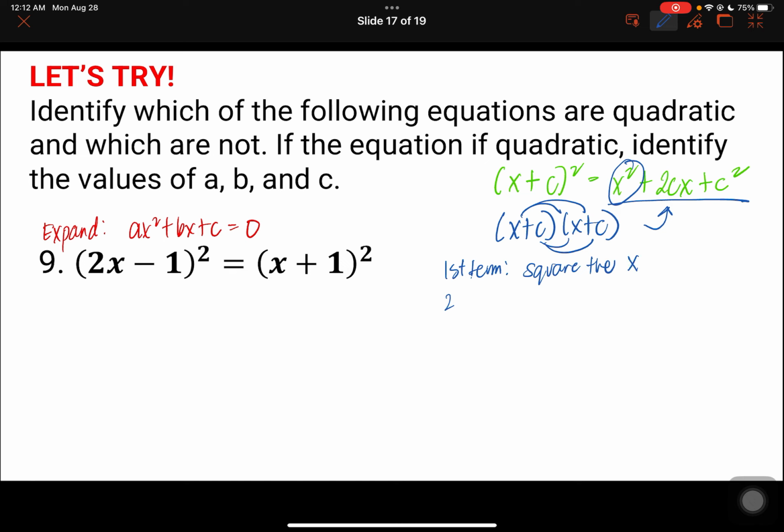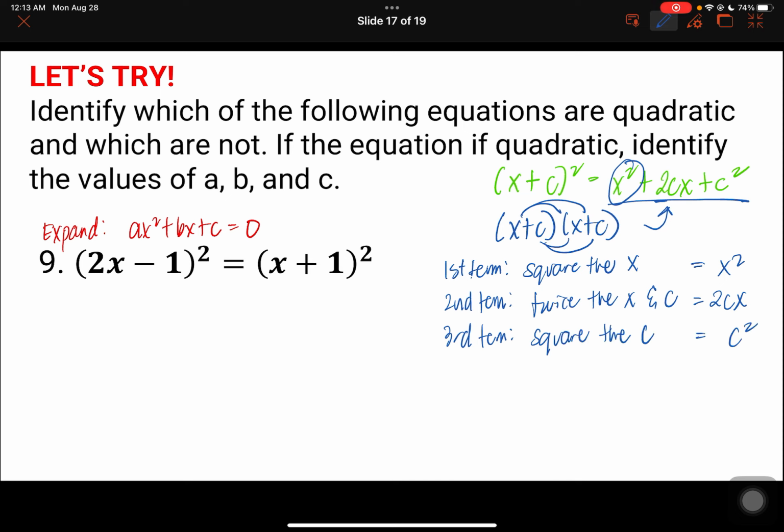The next, the second term, ginawa ko, tinawise ko naman. Twice the first and last term. So, ito magiging x squared. Ito magiging 2 times c times x. And then, yung third term, doon ko naman po siya i-square yung last term natin. Kaya nagka-c squared tayo. Okay? So, hopefully na-gets yun.